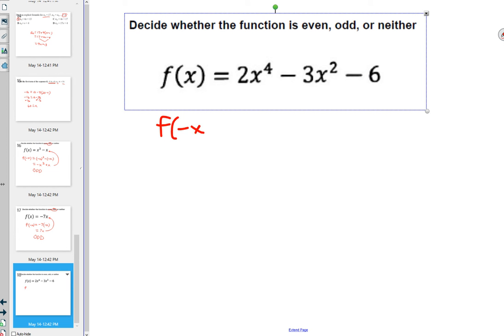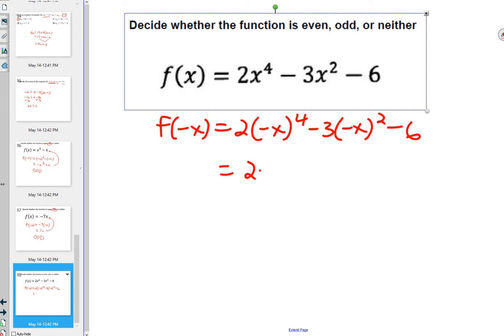Let's evaluate f at negative x. 2 times negative x to the fourth minus 3 times negative x squared minus 6. What's a negative to an even? It's positive. So this just stays 2x to the fourth positive. A negative to an even power is again positive, but I have this negative 3 in front that's going to keep that negative. Because this becomes positive, but when you multiply it with a negative, it stays negative. But then the negative 6 just drops. Did everything stay the same? Yes, it did. This has to be even.